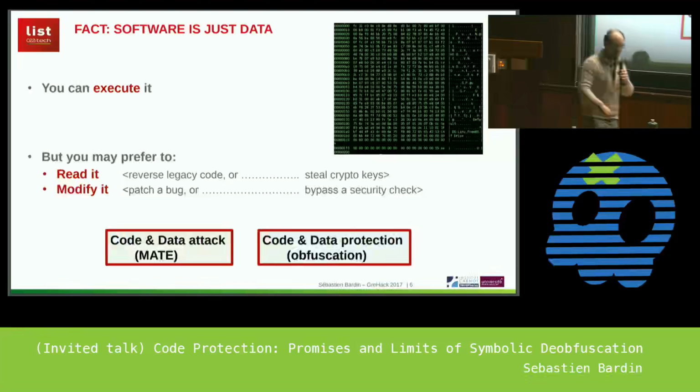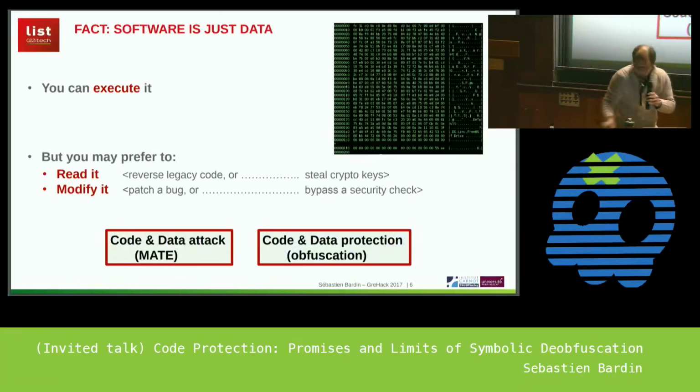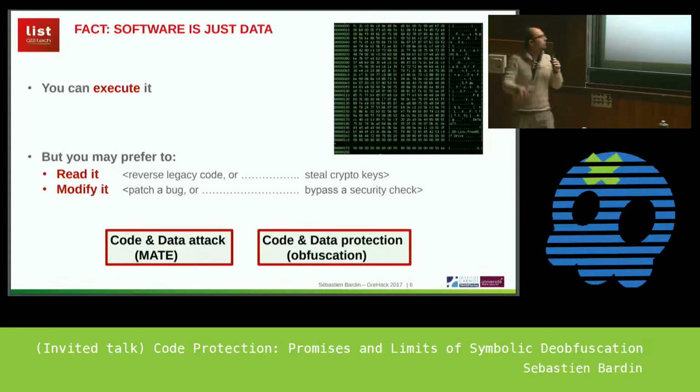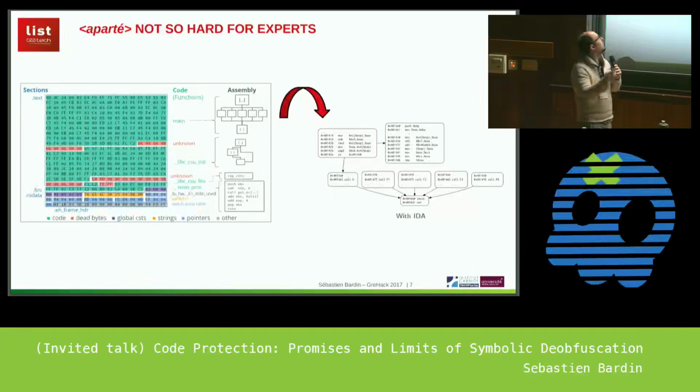So why do we want to do that? Since code is just data, you can execute it, legitimately. But you can also read it, so it can be used to steal crypto keys, for example. Or you can modify it, for example, to bypass a security check. This is a code and data attack, and you need a protection against that, and this is obfuscation. Everybody knows this here, I guess, but if you have unprotected code, managed code created by a standard compiler and so on, reversing is not that hard in that case.